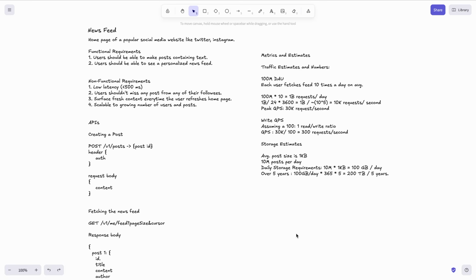Now let's start with the high level design. The goal here is to satisfy our core functional requirements, and we're going to use a microservices approach, which breaks down our system into smaller, more manageable pieces, each with a specific job.